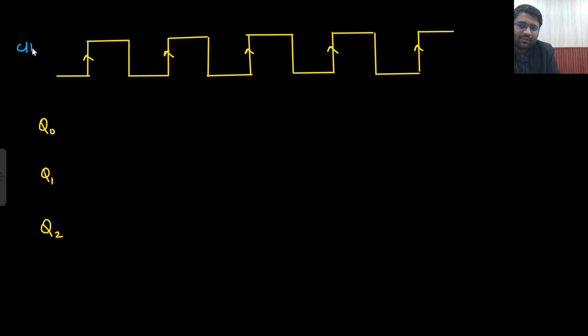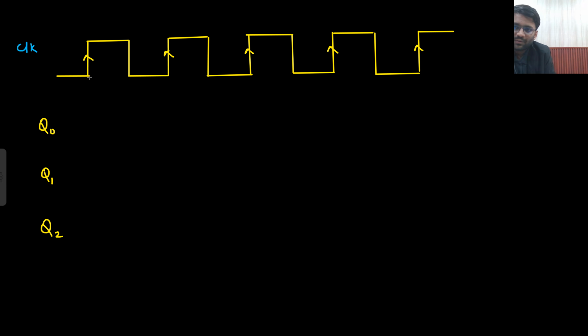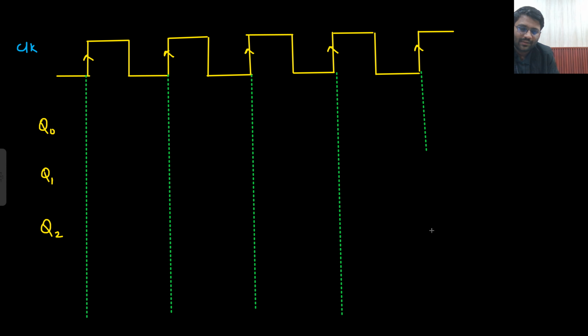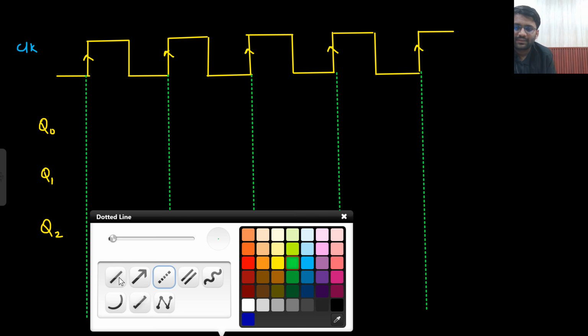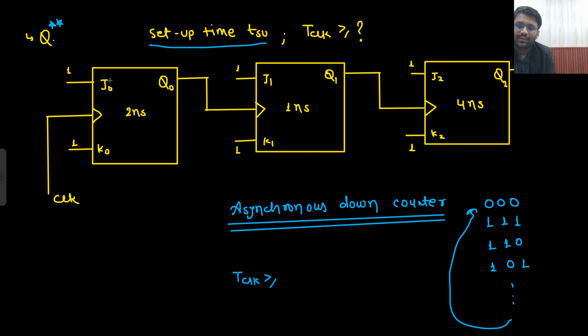Let's just say this is my clock, and initially I am saying that all the outputs are at 0. Let me quickly draw these things. Initially Q0, Q1 and Q2 all are at 0. Now what will happen? All are in toggle mode, right? This is in toggle mode, this is also in toggle mode, this is also in toggle mode.